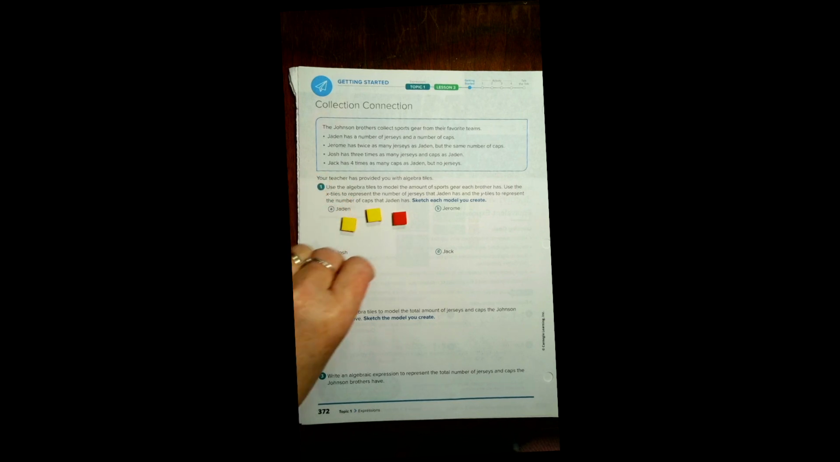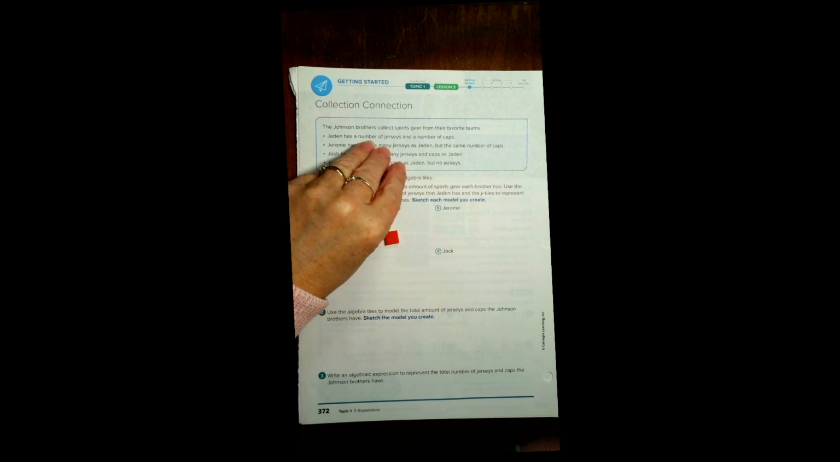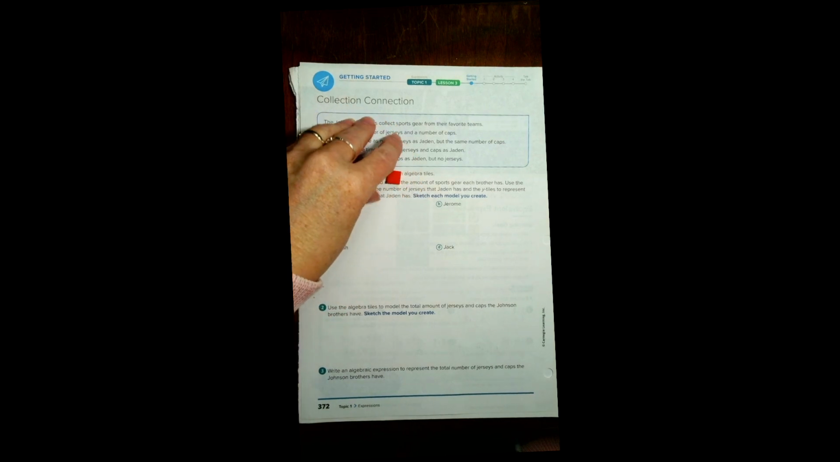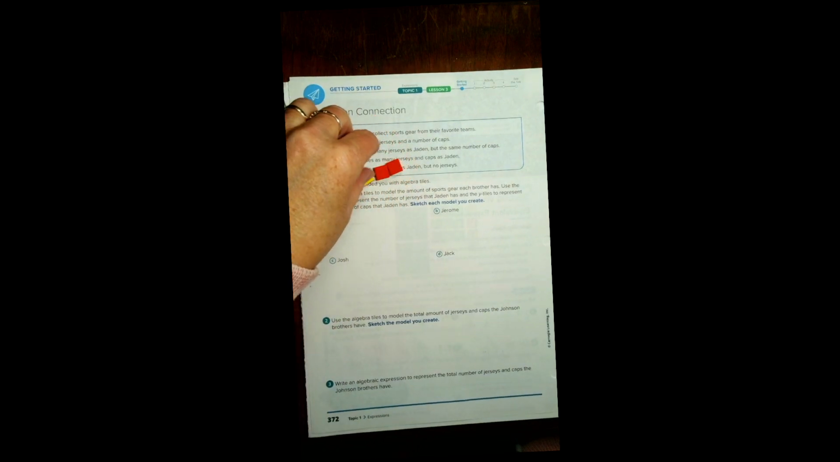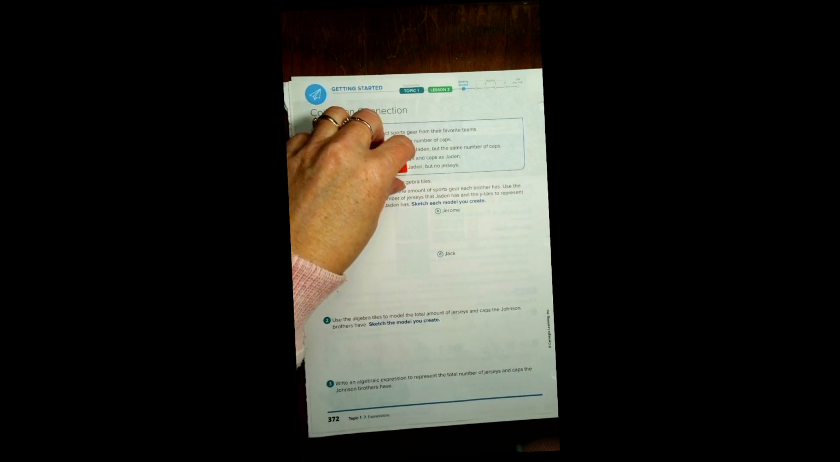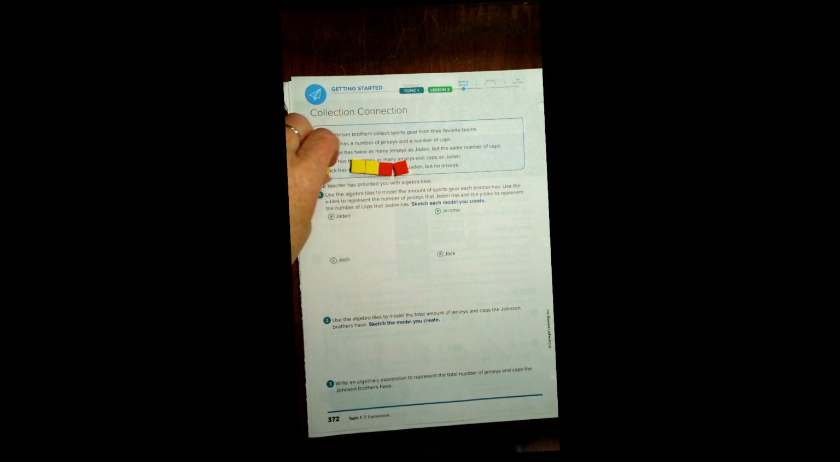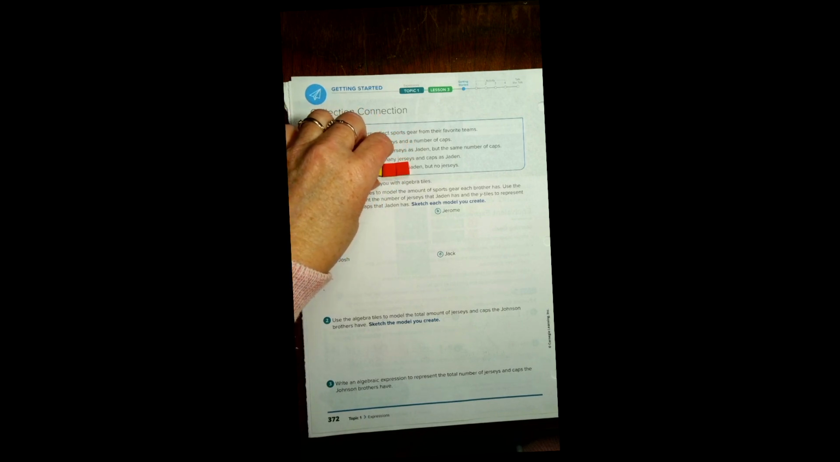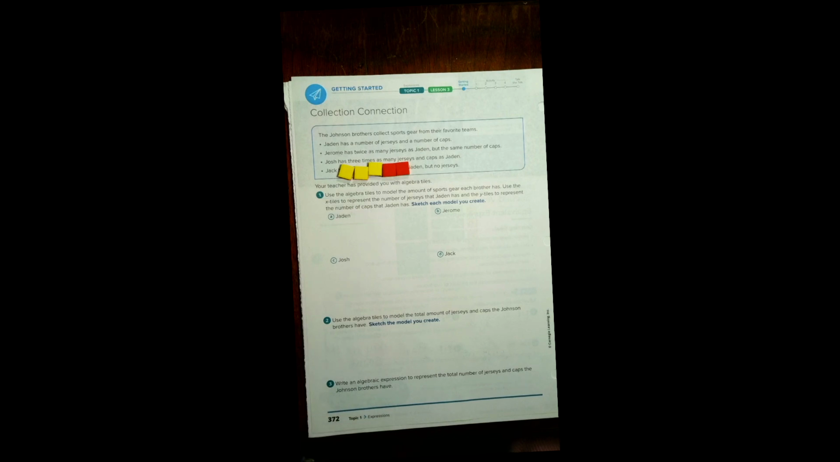So you could draw different colored squares. You could just write X's or Y's. You can do whatever you need to. If you have M&Ms or, I don't know, the marshmallows out of Lucky Charms or something. Someone let me know if you're listening to this part of the video, hearing these crazy things I'm suggesting.